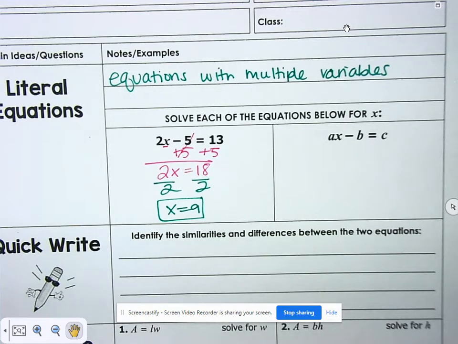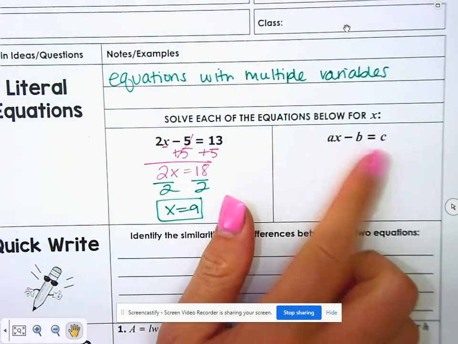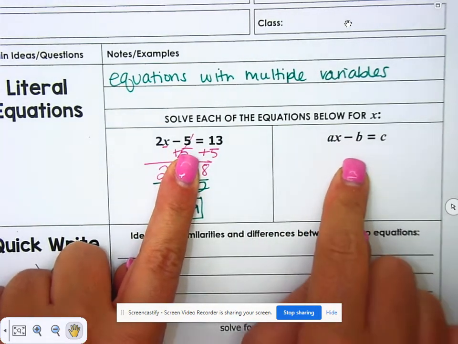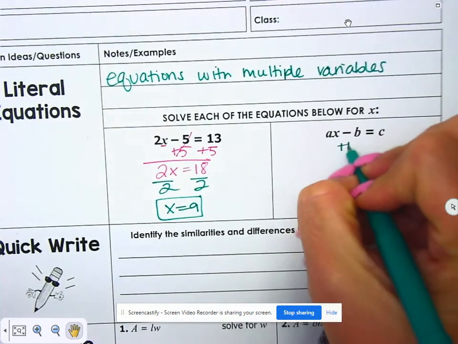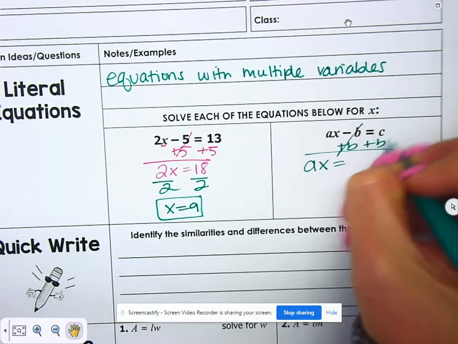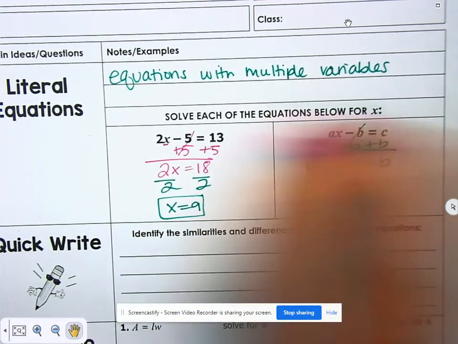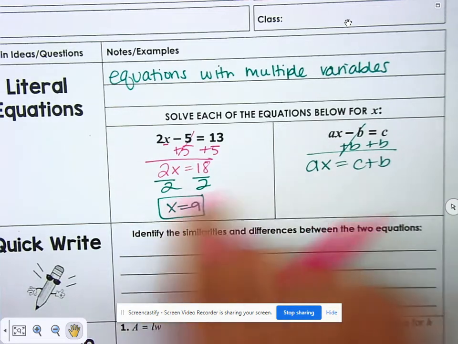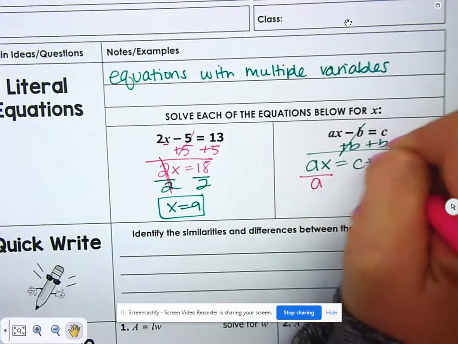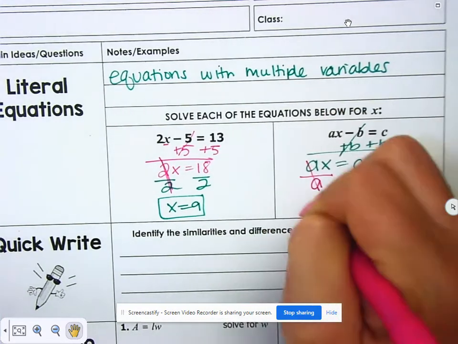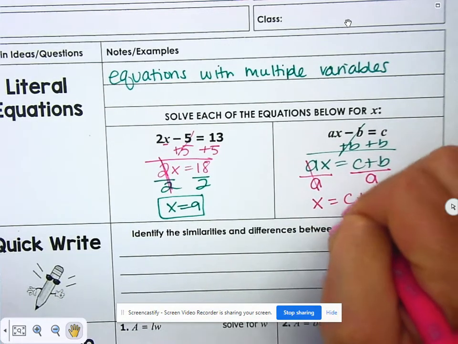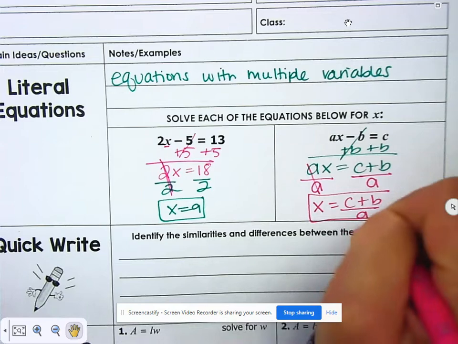The only difference is instead of having all numbers in here, I have a bunch of letters, okay? So I moved the 5 over here, which is going to be the same filler over here as b. So I'm going to add b to both sides, just like I did the 5. Now, you can't add c's and b's, so we leave that c plus b. And now, just like I did over here to get rid of the 2, I divided by 2, so it would cancel. I'm going to divide by a, and it cancels. And now my x is still by itself like it was on the left over on the right. And that gives me c plus b divided by a.